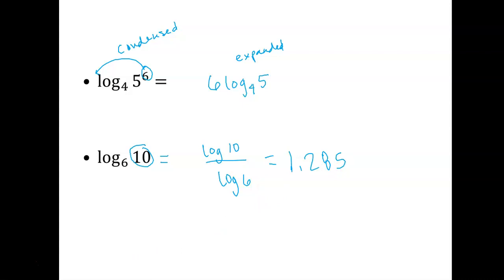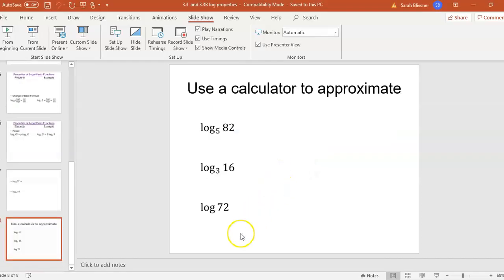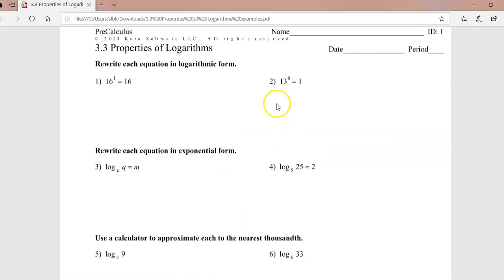Okay, I think that's it for the slideshow here, but I would like to go over a few more examples. So let's head into a worksheet similar to the one that will be on your worksheet, that has all the same headings and things. So the first two sections here, you're just rewriting. If it's in exponential form, you're going to write it in log form, and if it's in log form, you're going to write it in exponential form. So this is kind of a review from what we did last unit, right?